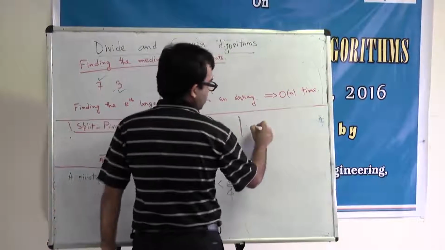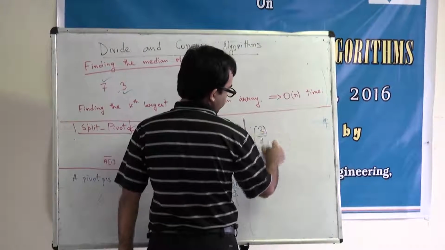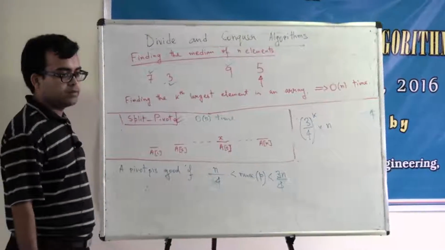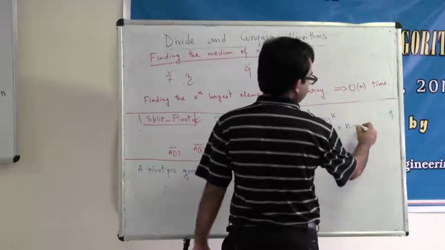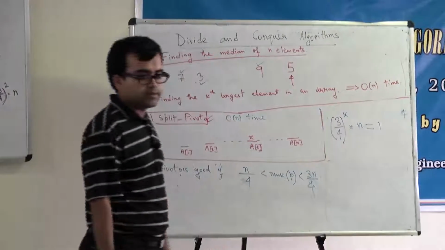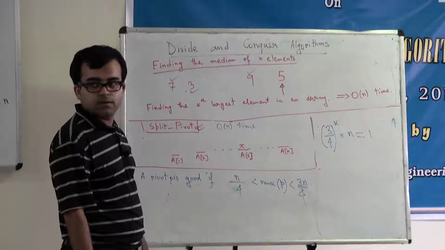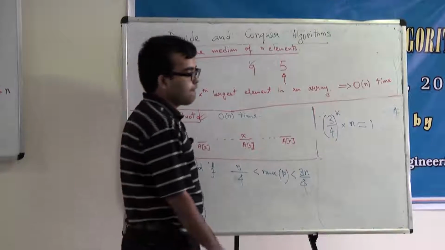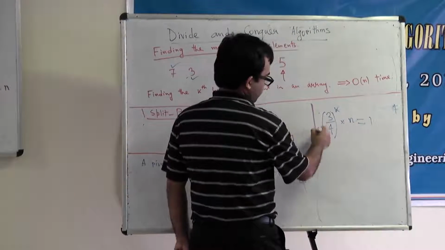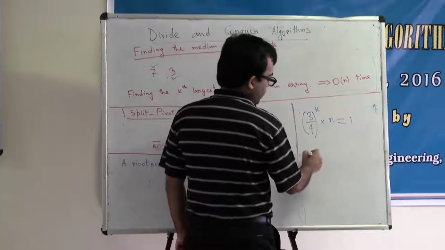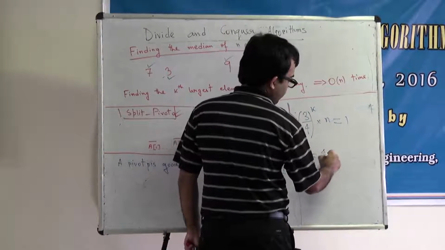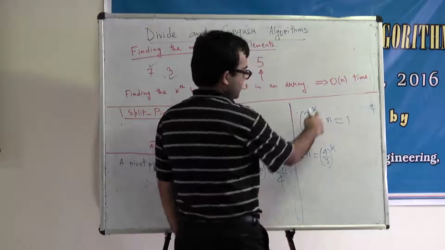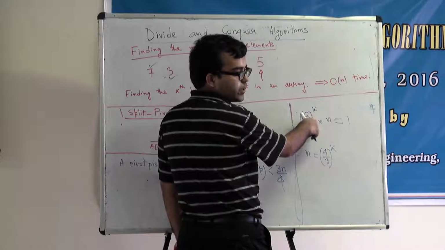Yeah, good. Now you are stopping here. What does this mean? This is 1 or some constant, right? So what is K? You can write this as n equal to 4/3 to the power k. I just multiplied both sides by 4/3 to the power k. This is what you get.